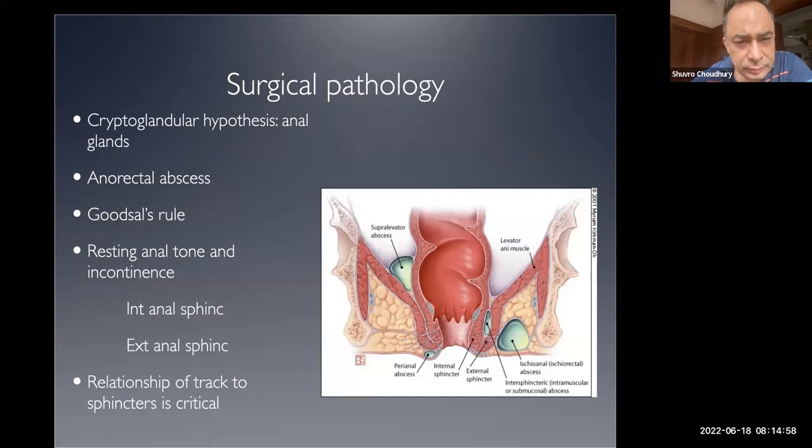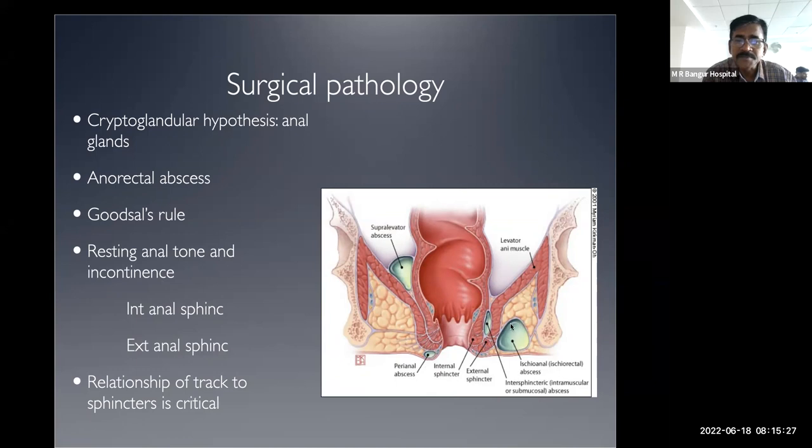And again, we know about the surgical pathology. I've already talked about a similar sort of picture. Internal sphincter, external sphincter, intersphincteric abscess like this. If there is an inflammation, this is typically what we call a perianal abscess or an ischioanal abscess. This is a supralevator sepsis. And this is also a perianal abscess. So, Mahonda will correct me. So this is indeed a perianal abscess. Yeah, an ischioanal abscess. Yes, this is a perianal abscess. This is an intersphincteric abscess, supralevator. So these are the sites of the acute inflammation.